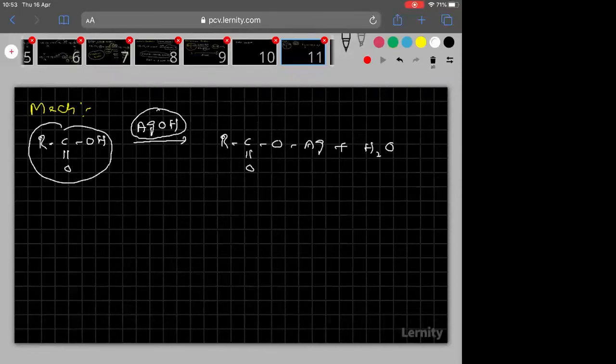Right? Now let me take our next reagent, bromine. Now what happened here? One silver will combine with bromine and form AgBr. AgBr, silver bromide, is a yellow colored precipitate. Then the other product formed is RCOOBr.